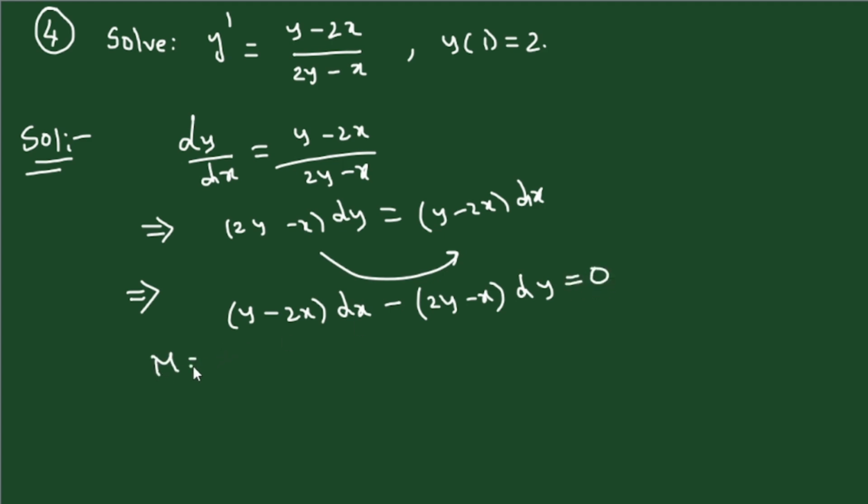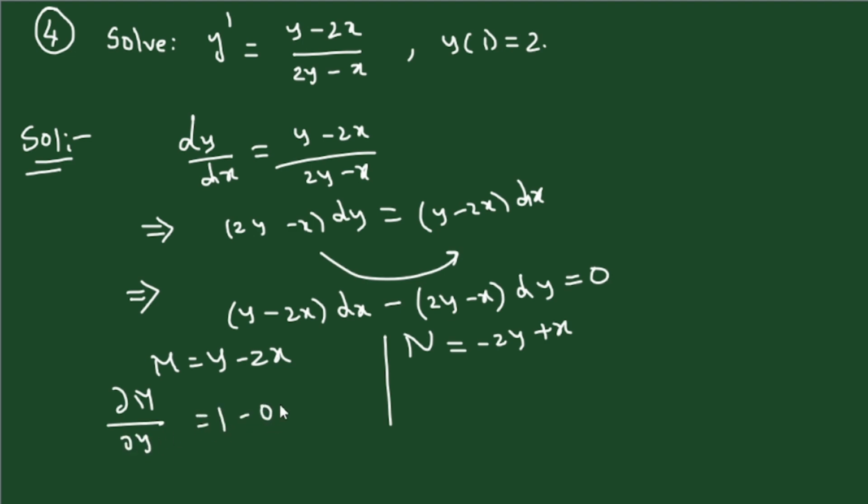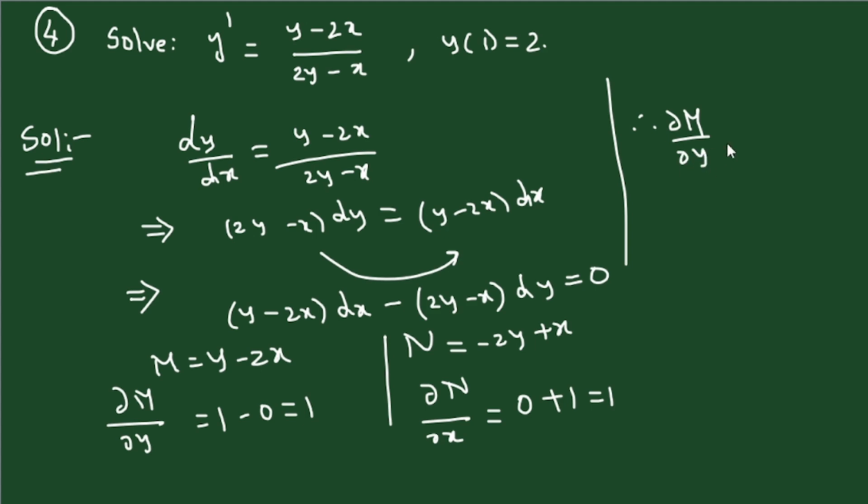Here m equal to y minus 2x, n equal to minus 2y plus x. You should not forget this minus. This is very important. Okay. Then dou m by dou y is 1 minus 0, 1. Dou n by dou x, differentiating with respect to x, 0 plus 1, 1. So therefore, dou m by dou y equal to dou n by dou x.